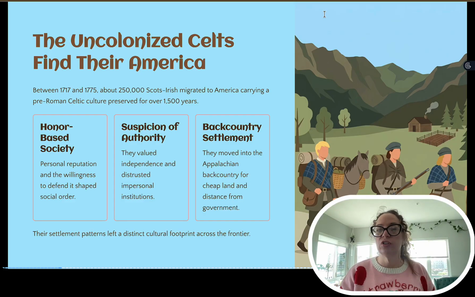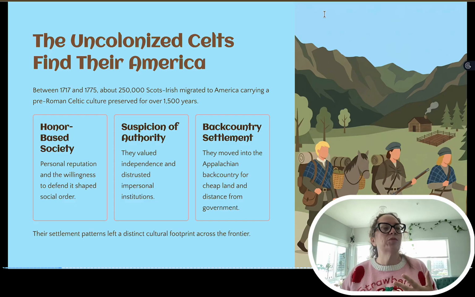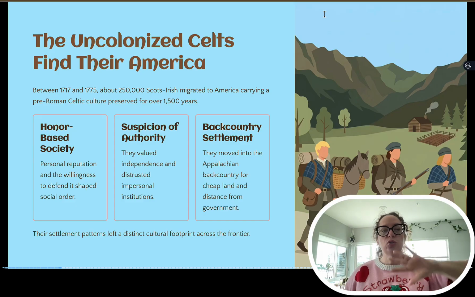Okay? The cattle raiding culture, professional cattle thieves whose families basically ran stealing cattle as a business. It wasn't criminal, it was just normal. The warrior culture, the honor culture, where it was all about preserving your reputation. Okay, the pre-Roman uncolonized Celts were the same that entire time, and they were the same when they came over to America.